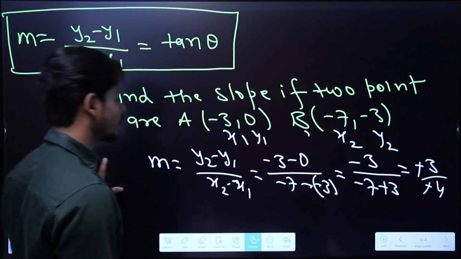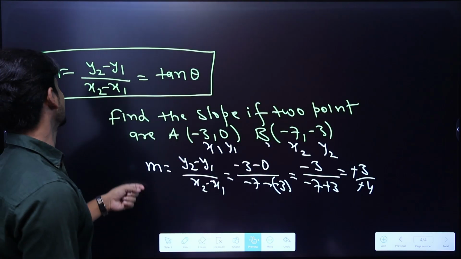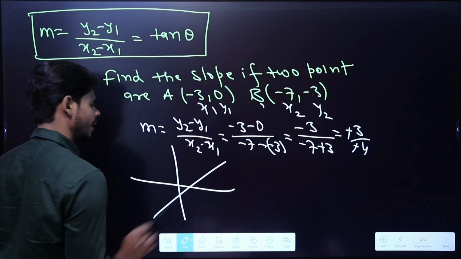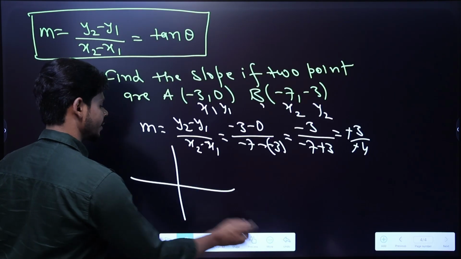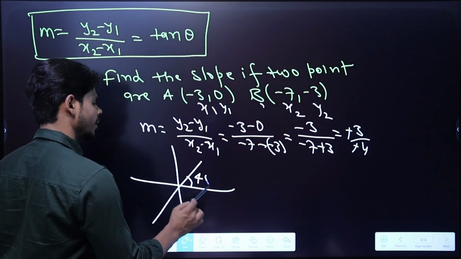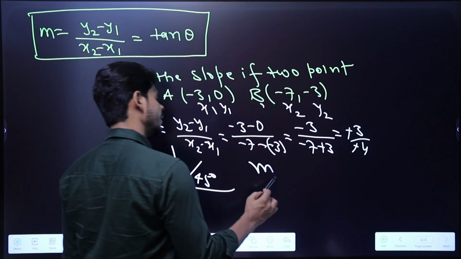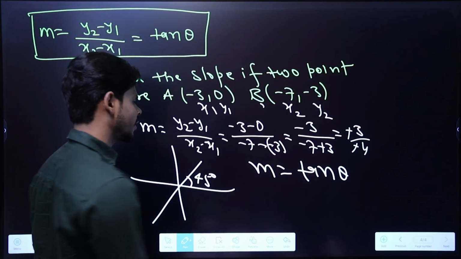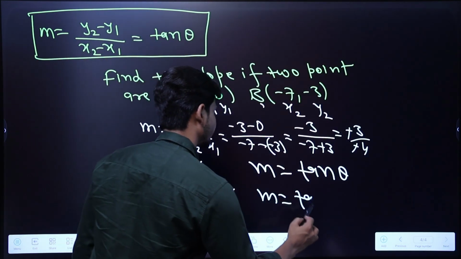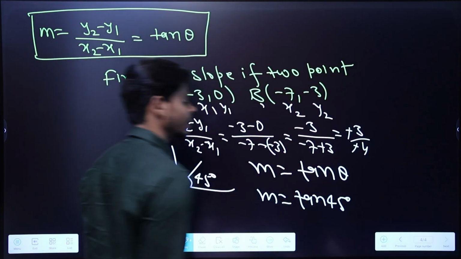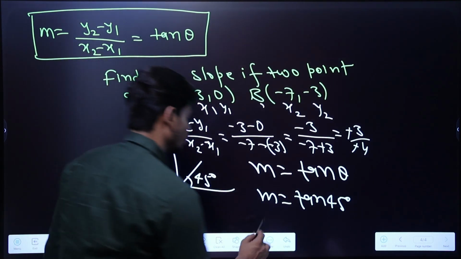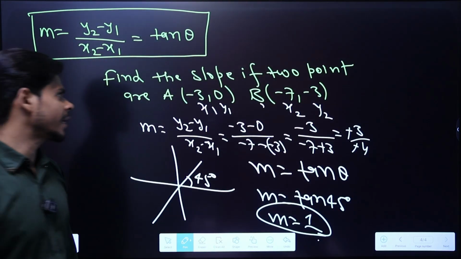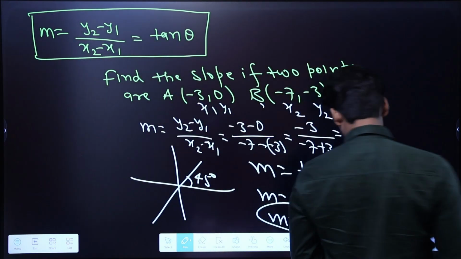Next point is whenever you are given an angle. Let's say a line is making some angle, let's say it is 45 degree with the x-axis. In this case, because we know the angle, we'll use the formula m is equal to tan theta. So m is nothing but tan of 45 degree, and we already know the value of tan of 45 degree, which is 1. So this is the slope. Got it guys? So this is the concept of slope.